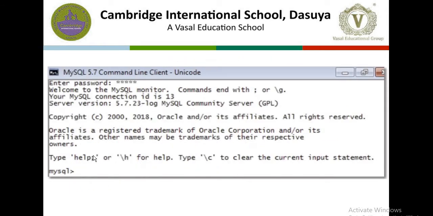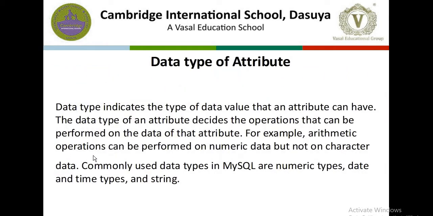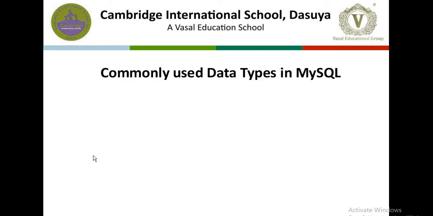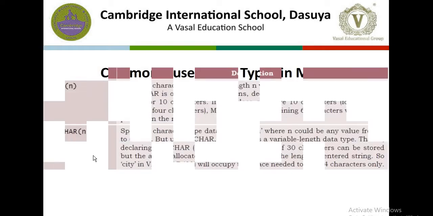So this is one more view of how to give the username and password while logging in. Students, the next is data types of attributes. The data types of the attributes that are used in a table. So we started with the data types. What are the commonly used data types in MySQL? The very first is character and varchar.